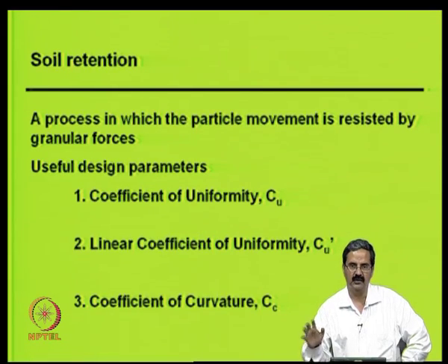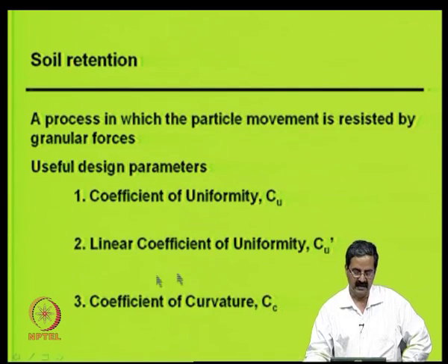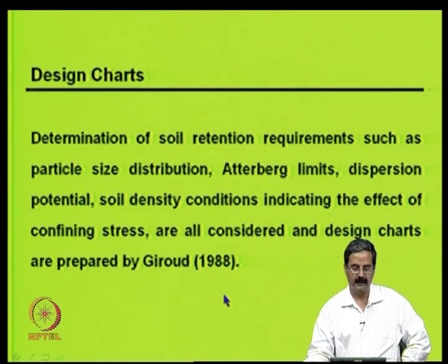He looked at grain size distribution as one thing. So coefficient of uniformity is one thing which we normally use. Then he also defined a term called coefficient of linear uniformity, then coefficient of curvature. These are some terms that are useful, and he prepared.